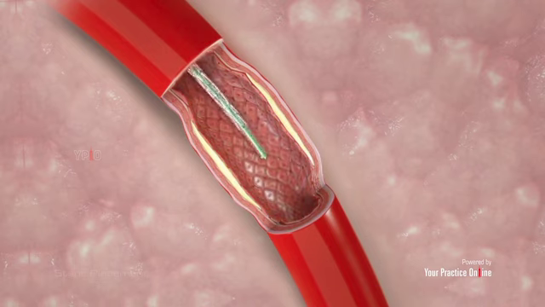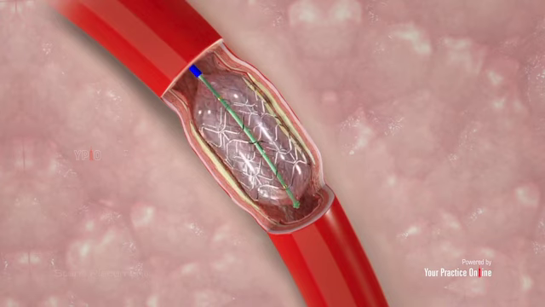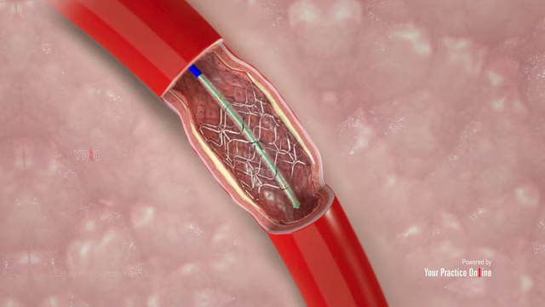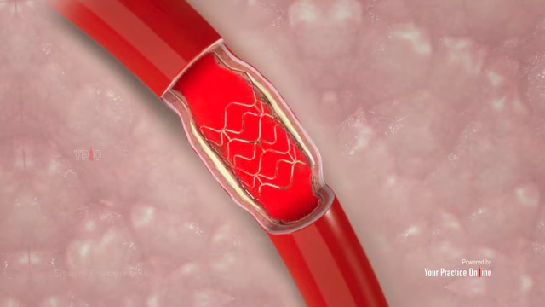Your surgeon then inserts a wire mesh tube called a stent along with the balloon catheter to help keep the artery open and prevent it from narrowing again. The balloon and the catheters are removed, while the stent is left in place to keep the artery wide open and allow free flow of blood.